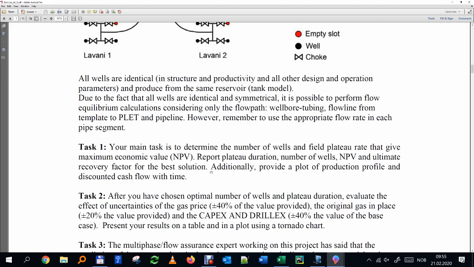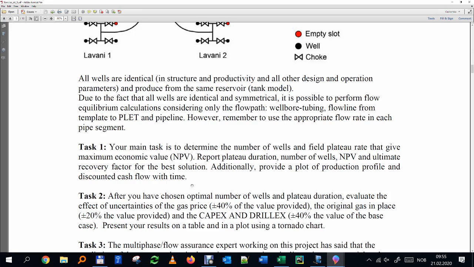Yes? So it's very manual, but you're trying to find out by changing number of wells, it will give you longer plateau, or you can produce a higher plateau. You can get more revenue, but also will be more costly. Okay, so you have to see these two effects and see which one gives you highest NPV.